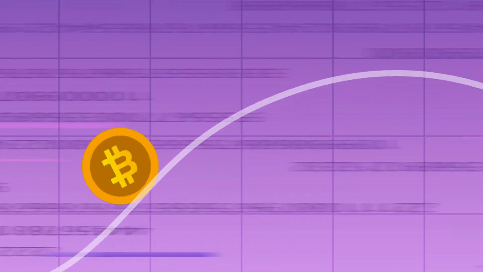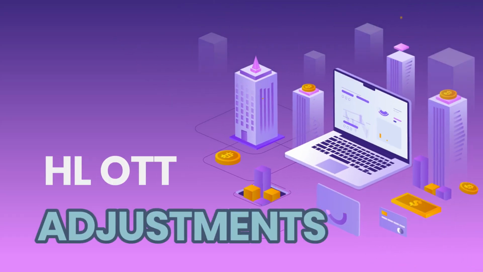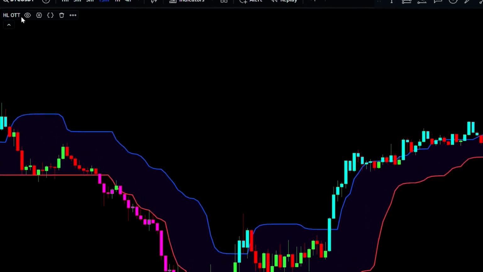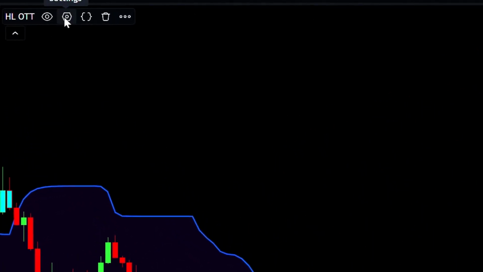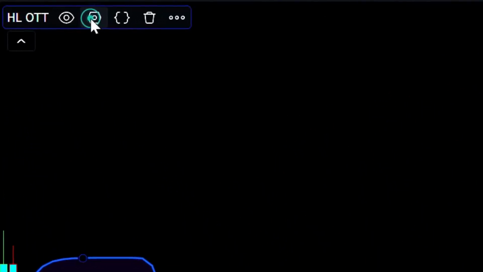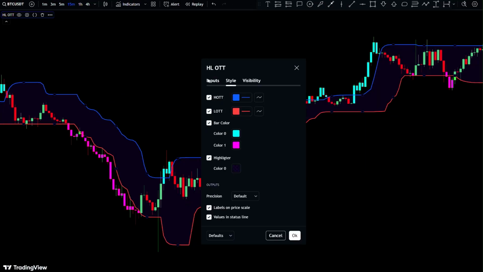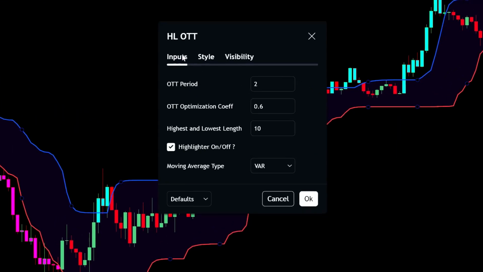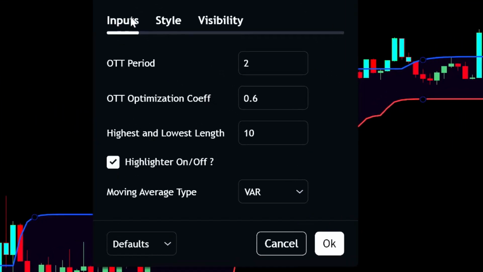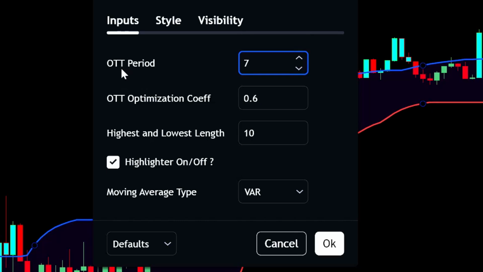Pretty cool, right? Okay, so the HL OTT is pretty good right out of the box, but a few tweaks can make it even better. We're talking about maximizing your potential here. Just click that little gear icon next to the indicator name to open up the settings. Go to the inputs tab and you'll see OTT period. Let's change that from 2 to 7. This basically adjusts how sensitive the indicator is to price changes. A higher number makes it smoother, less prone to whipsaws.